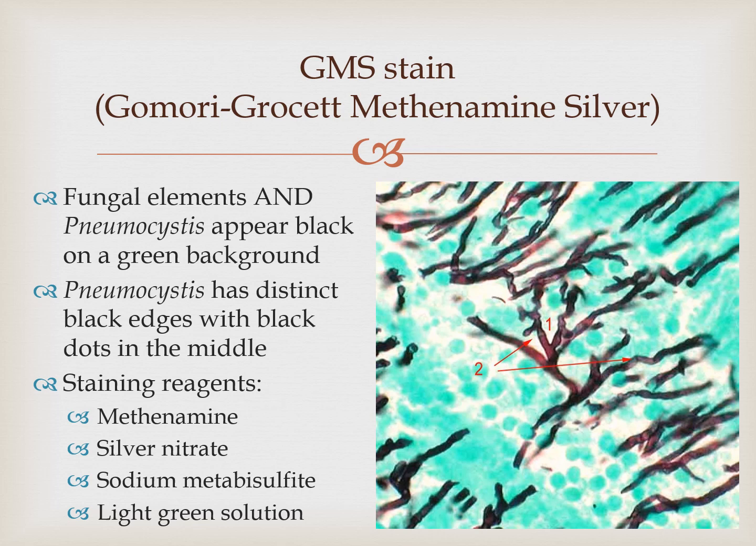The reagents that we use in the staining of a slide for pneumocystis or for fungus are methenamine, silver nitrate, sodium metabisulfite, and light green solution. And what you can see are black fungal elements on a green background. That's it for Unit 13, where we talked about the non-motile protozoans where their sexual and asexual phases are in the same host, and that would include the sporozoea subclass Coccidia.